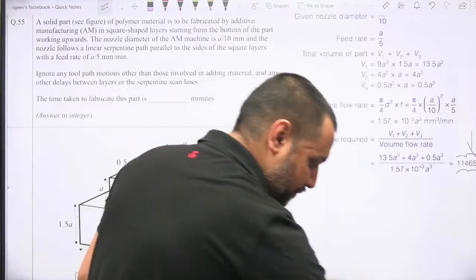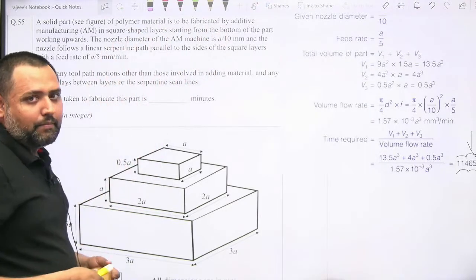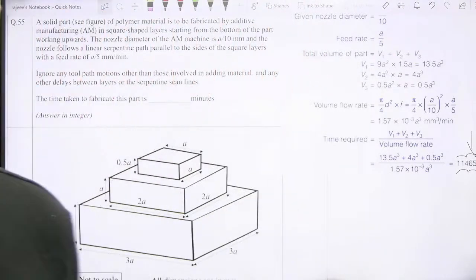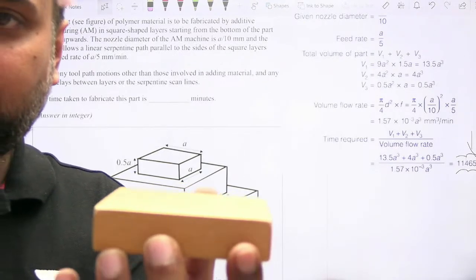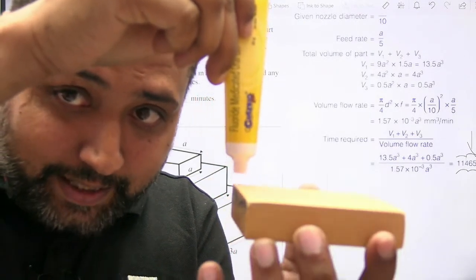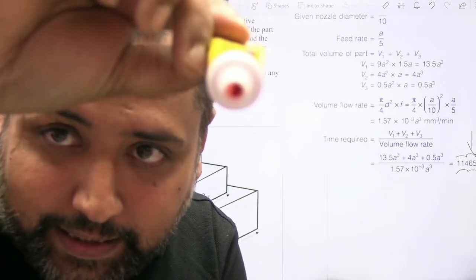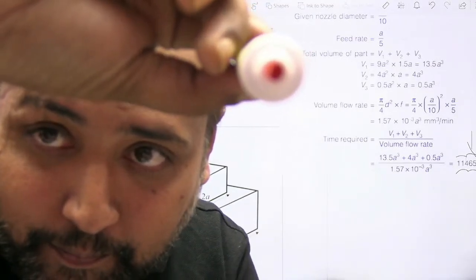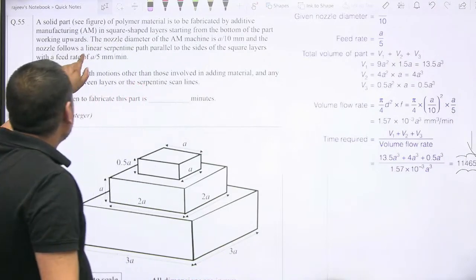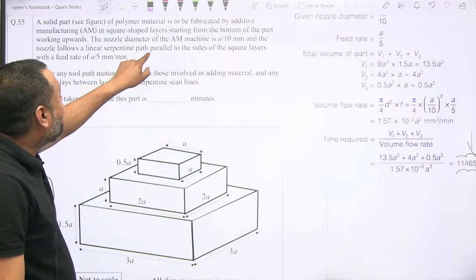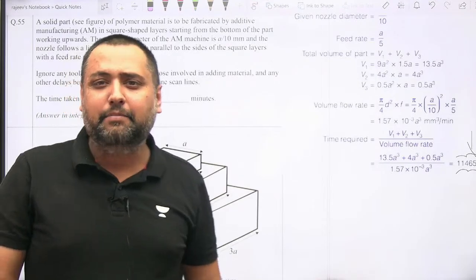Suppose the nozzle diameter is A by 10 mm. Let us say this is the way you do it: you have this bottom base, and you will have a nozzle through which the polymer will come out. By the way, this is the toothpaste for my kids. So this nozzle has a diameter of A by 10 mm. They are saying that the nozzle follows a linear serpentine path parallel to the sides of the square layers with a feed rate of A by 5 mm per minute.